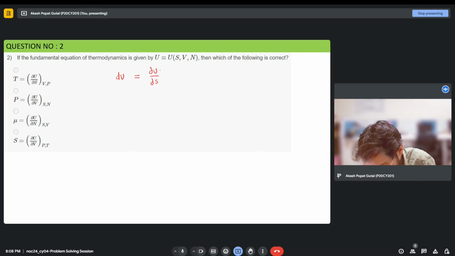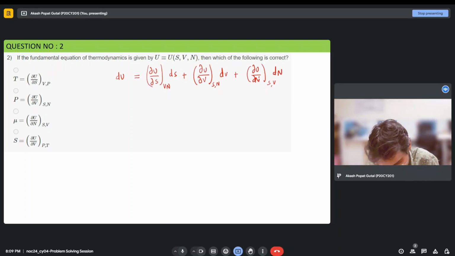dU is equal to del U by del S at constant V and N in dS, plus del U by del V at constant S and N in dV, plus del U by del N at constant S and V in dN. So this quantity, del U by del S at constant V and N, should be the temperature, but it is not.